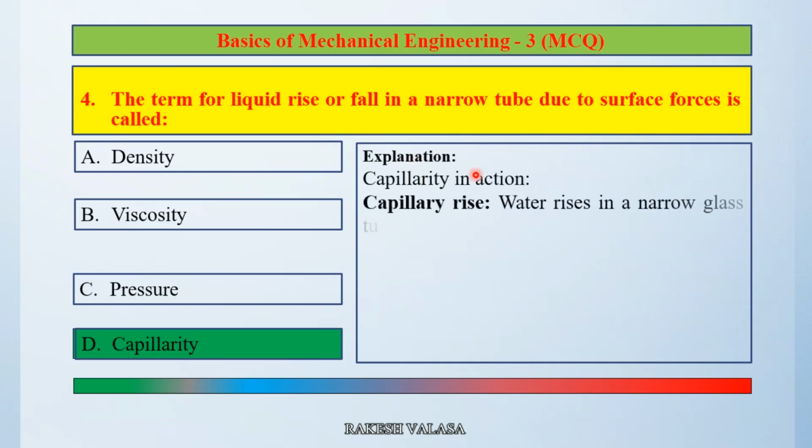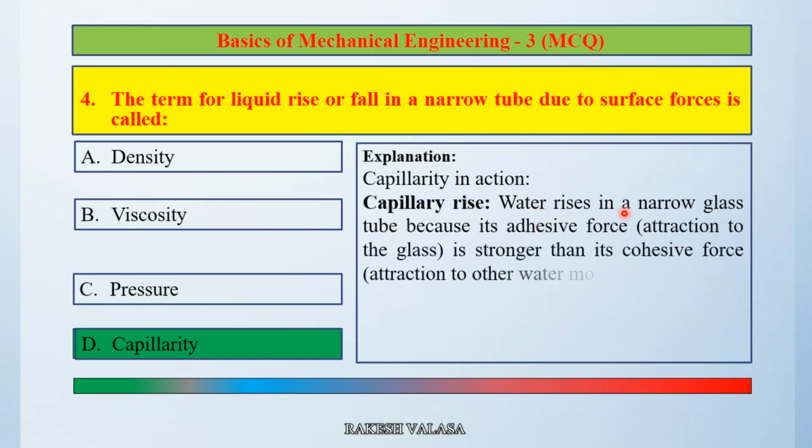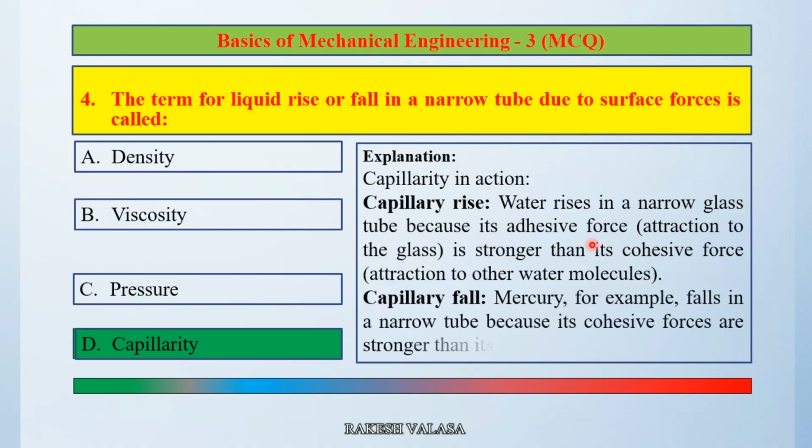Capillarity in action. Here two terms are there. Capillary rise. Capillary rise means water rises in a narrow glass tube because its adhesive force, that means attraction to the glass, is stronger than its cohesive force, that means attraction to other water molecules. The other term is capillary fall. Mercury, for example, falls in a narrow tube because its cohesive forces are stronger than its adhesive forces with the tube. So the correct answer is option D capillarity.